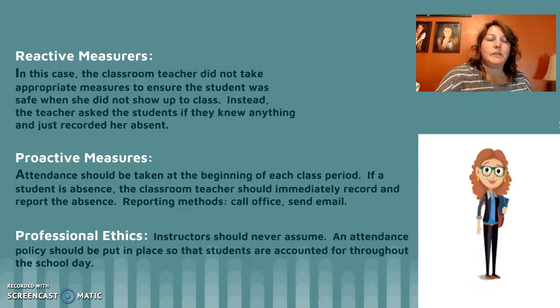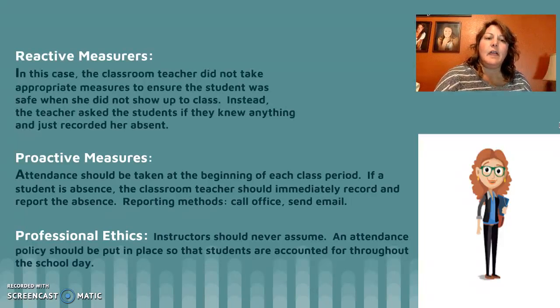My reactive measures in this court case: the classroom teacher did not take the appropriate measures to ensure that the student was safe when she did not show up. Instead, she just asked the class if they knew anything. Proactive measures: attendance should be taken at the beginning of every class period. I think that if a student is absent, you can ask the class, but if we don't have a definite answer, I would call the office.